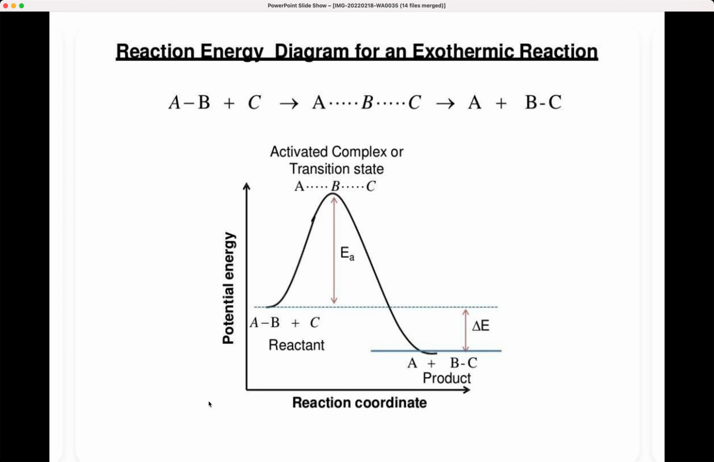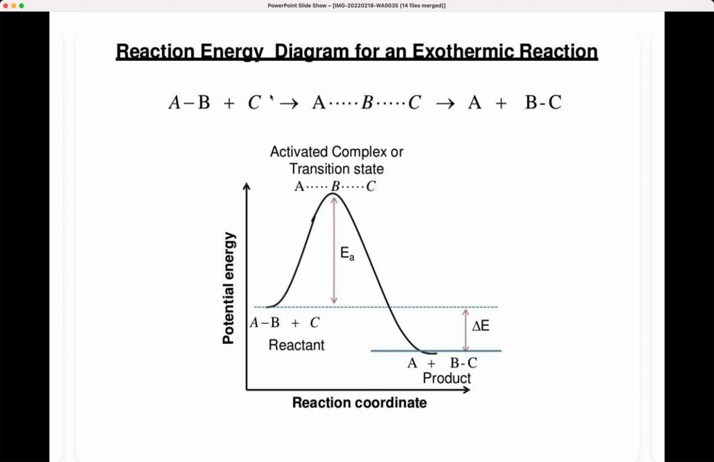So now we will take a graph with the reaction coordinate on the x-axis and potential energy along the y-axis. This is the product. You can see here the starting of the reaction, reactant A minus B, AB plus C, it is the reactant, and it reaches the activation energy. The activated complex is formed here, which is the transition state ABC. Now finally we reach the product, A plus BC, and this is the difference in energy, delta E.